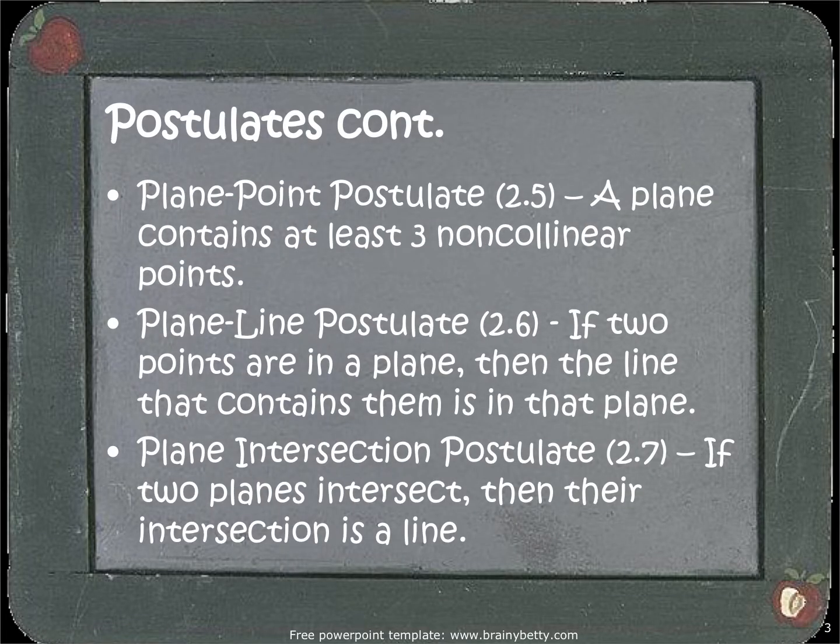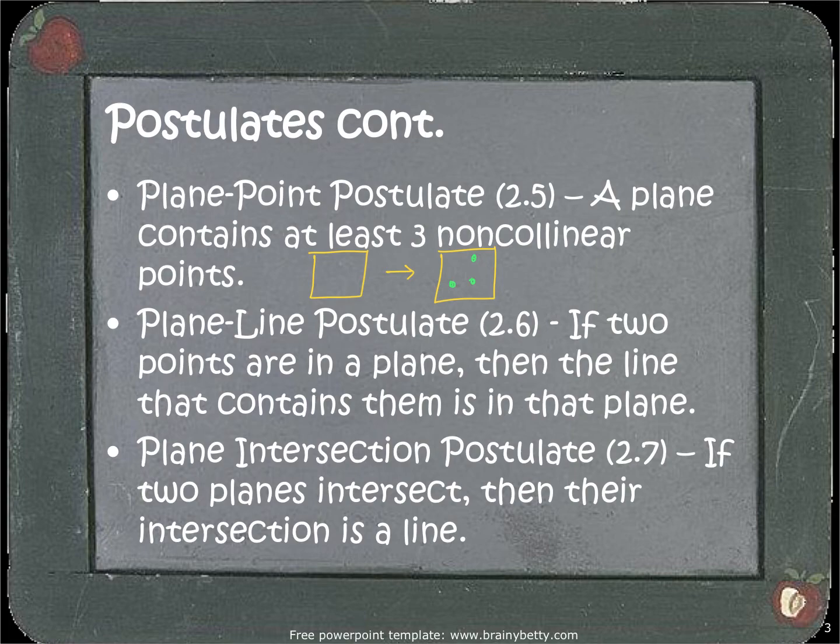All right, we have 3 more postulates. This one is the plane point postulate. So it's saying a plane contains at least 3 non-collinear points. So similar to the last one, but instead this one's talking about a plane. And they're saying the plane will contain at least 3 non-collinear points. So I'm going from a plane to my points. This is the plane point postulate.